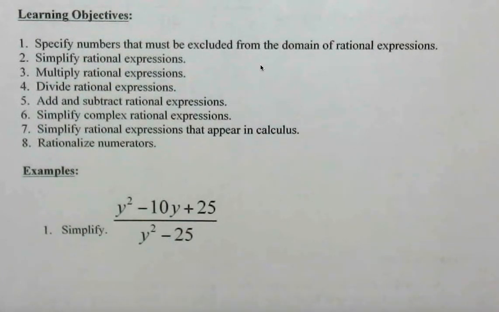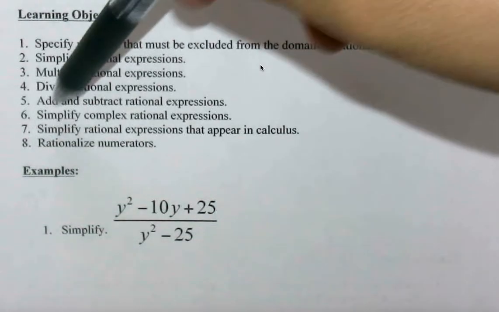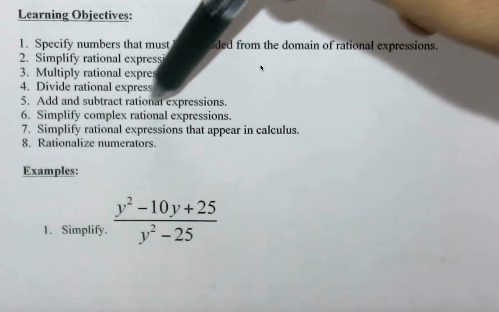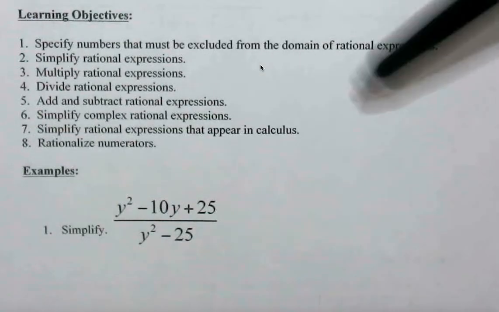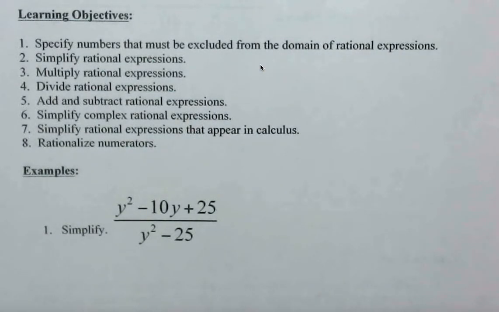With section 6, working with rational expressions. We'll be simplifying these, multiplying, dividing, adding, subtracting. When it's a fraction, this can get a little tricky. Simplifying complex rational expressions, seeing a little bit of calculus. I don't think we rationalize any numerators here, but let's give it a shot.